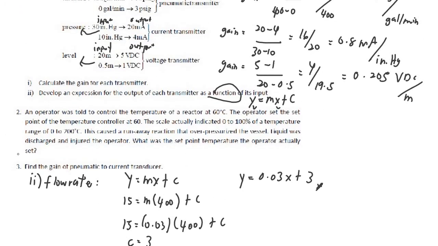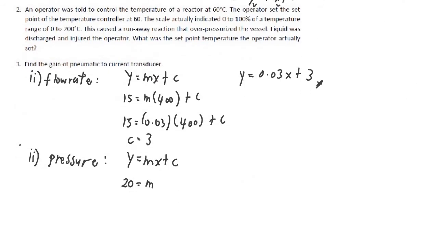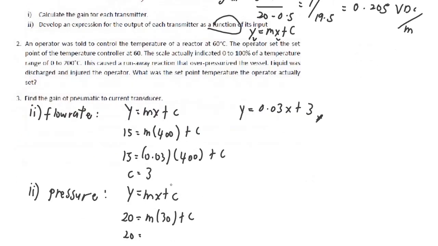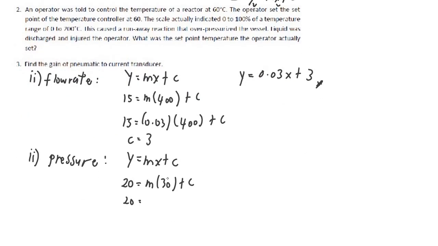X, the input, would be 30, plus c. Now we insert the gain value, which is 0.8. We need to solve for c. So the c value would be -4. So the last expression is y equals 0.8x minus 4. So this is for the pressure.